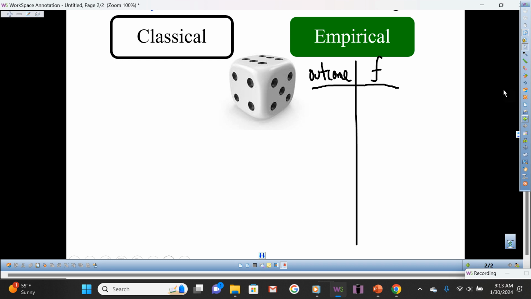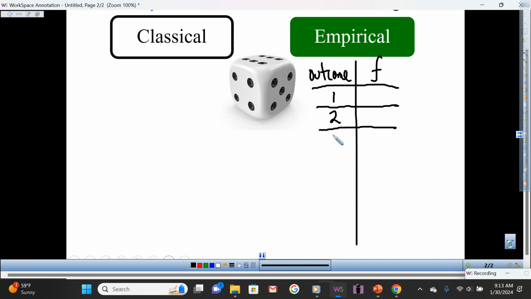All right, so with that said, question. How many total outcomes in a die? Tell your neighbor. How many total outcomes? Chelsea? I'm sorry? 6. So therefore, write it out. Outcome 1, outcome 2, outcome 3, outcome 4, outcome 5, and outcome 6.